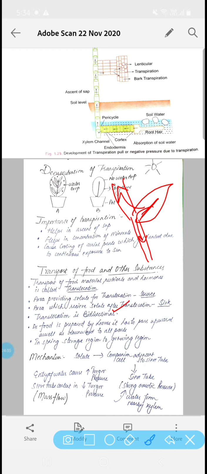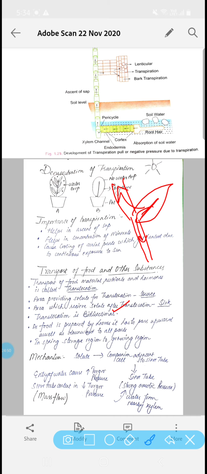During the spring season, what happens? The food moves from the storage region to the growing region, because the energy demand of the growing region is high at that time. Clear? So what is the underlying mechanism which helps in the transport of food?